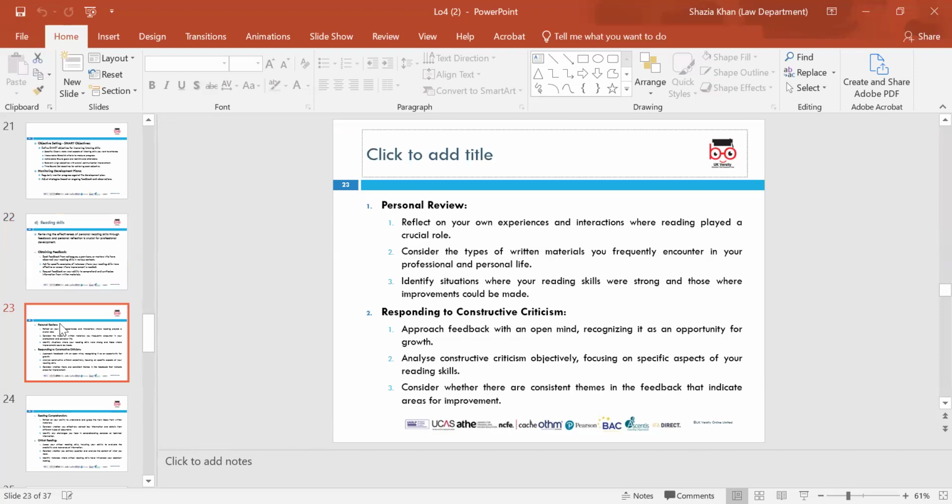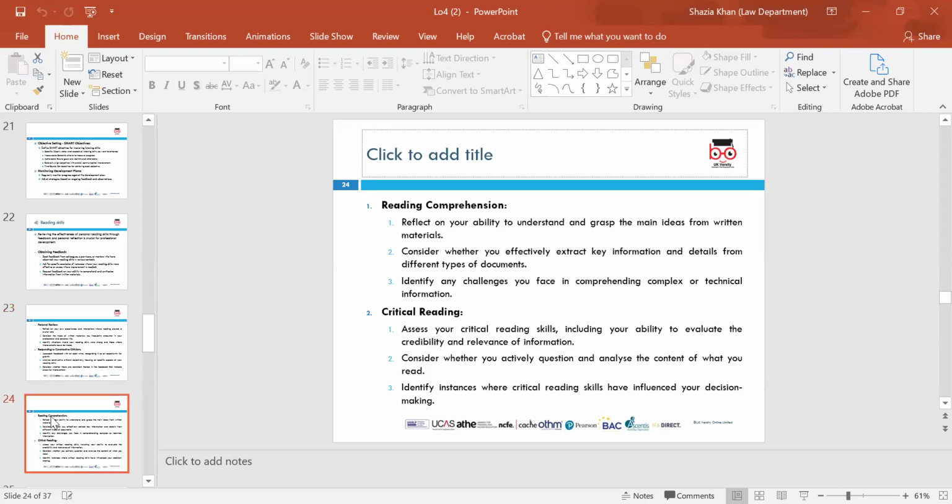Personal review here. We looked at reflecting on your own experiences where reading played a crucial role. Consider types of written communication. Identify situations where reading skills were strong and those where improvements are needed. And again, responding to constructive feedback to consider any sort of improvements.